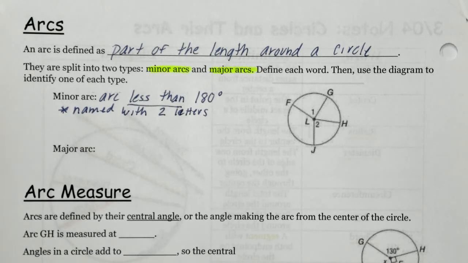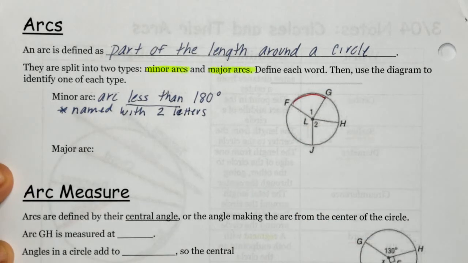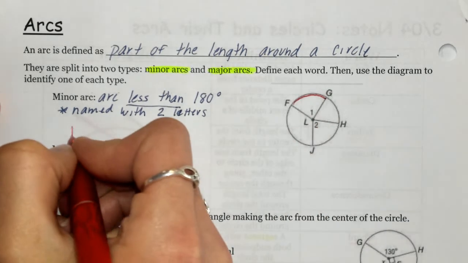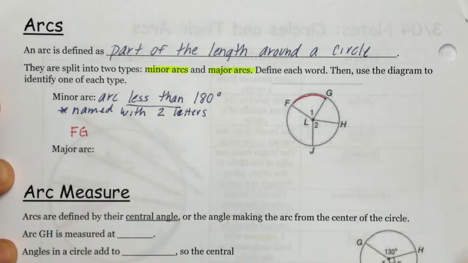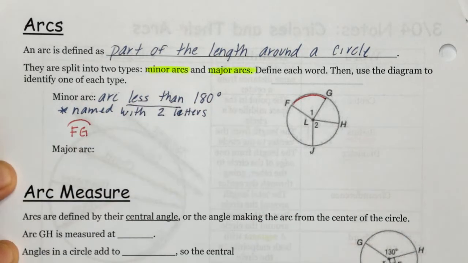So an example could be arc FG. Does everybody agree that's less than 180 degrees? Yeah. So from F to G, we'll write in FG, and just like the line in the segment, we need a symbol, and the symbol is exactly what it is. It's going to be an arc. So we put an arc over it.